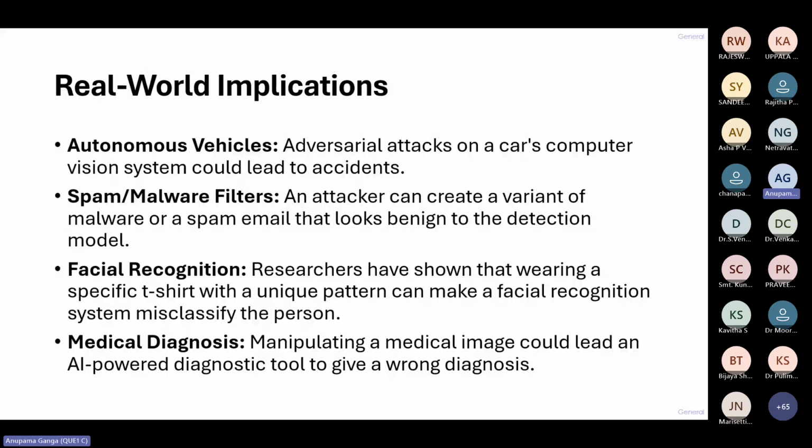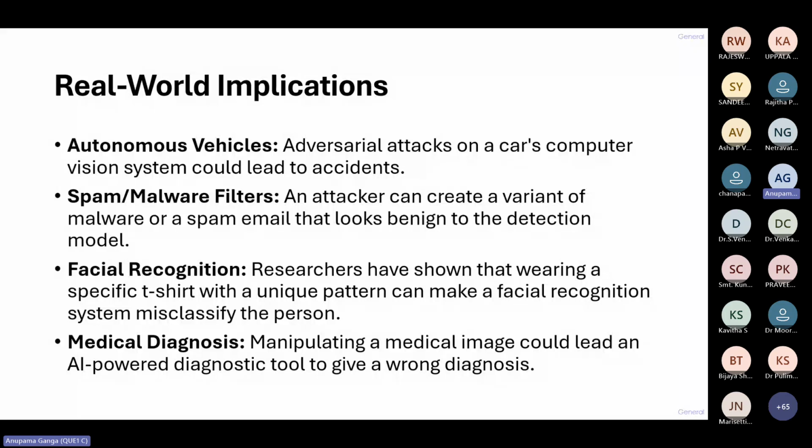Okay, and printed patterns on a shirt can hide our identity. Okay, so with a unique pattern, there are some studies that if there are people wearing a similar T-shirt, probably the facial recognition system will not be able to classify it properly.